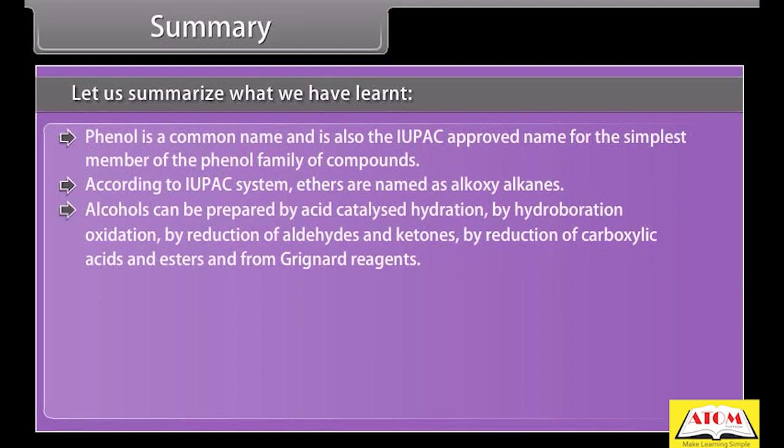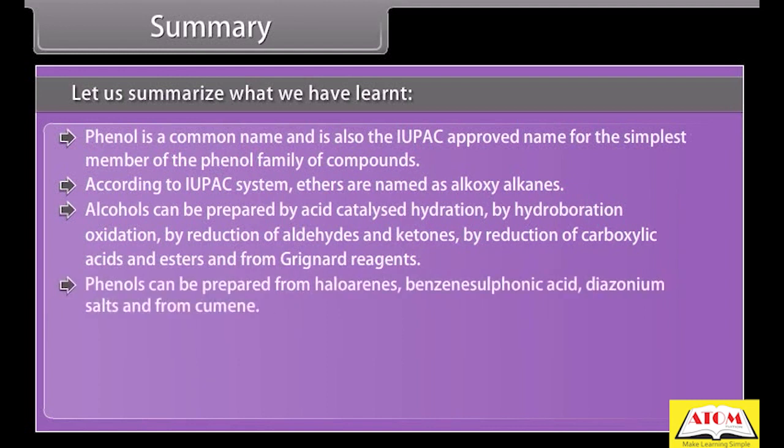Alcohols can be prepared by acid catalyzed hydration, by hydroboration oxidation, by reduction of aldehydes and ketones, by reduction of carboxylic acids and esters, and from Grignard reagents. Phenols can be prepared from haloarenes, benzene sulfonic acid, diazonium salts, and from cumene.